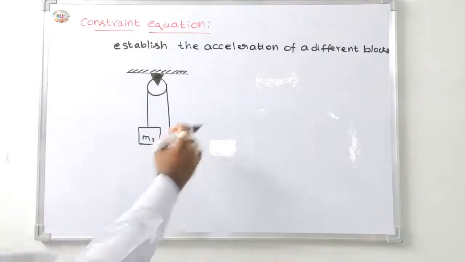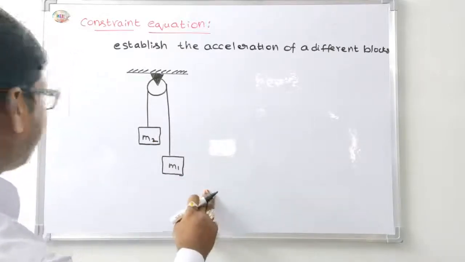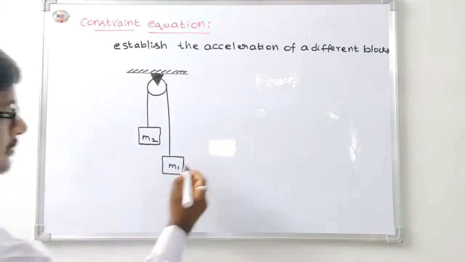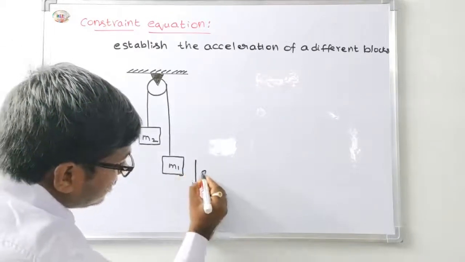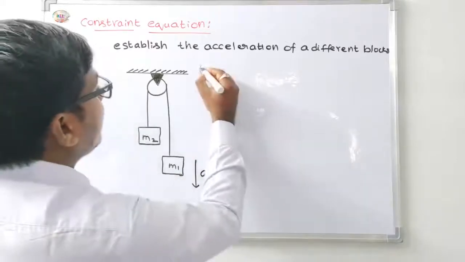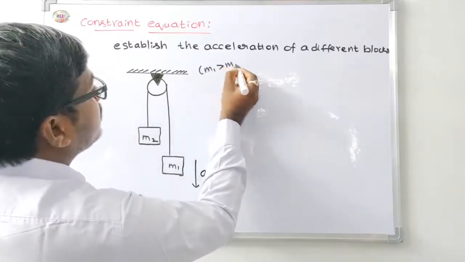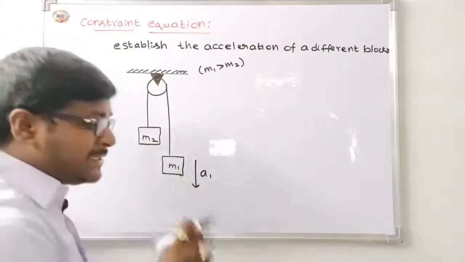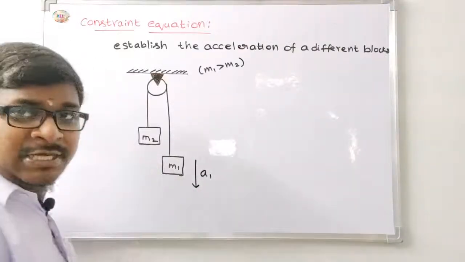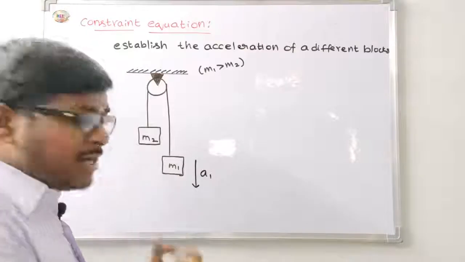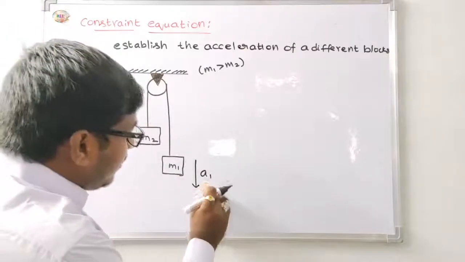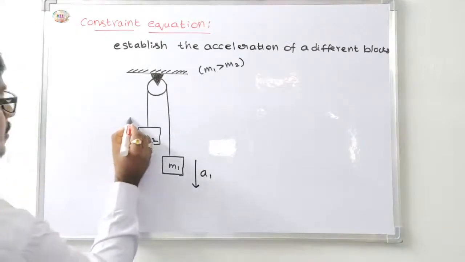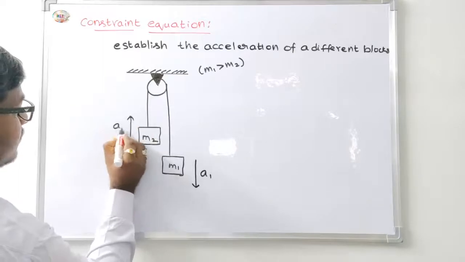Assume the direction of acceleration of each block. For example, A1 is downward because M1 is greater than M2. For example, M1 is equal to 6 kg and M2 is equal to 4 kg. Which one is the heavier mass? M1 is the heavier mass. So A1 acts in the downward direction and A2 acts in the upward direction.